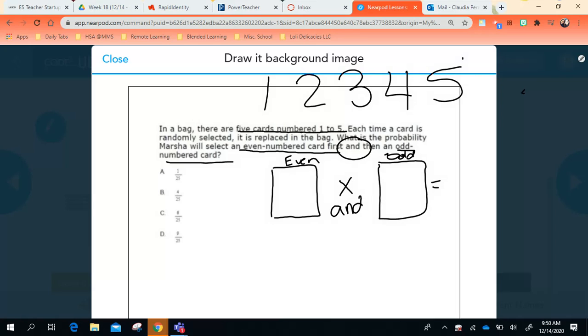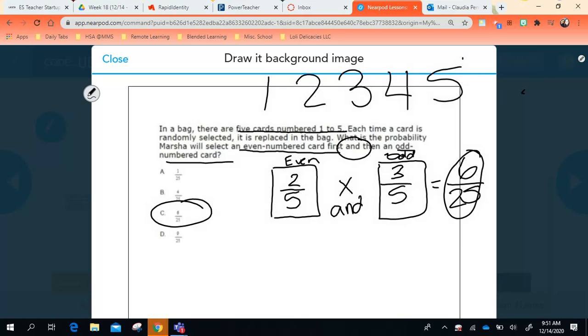Okay, nice. So, what's my first probability? 2/5. What about my odds? What is it? 3/5. And then I multiply. 2 times 3 is 6, 5 times 5 is 25. Remember, it's not 5 like we're adding. It's 25 like we're multiplying. So we've got 6/25. Perfect.